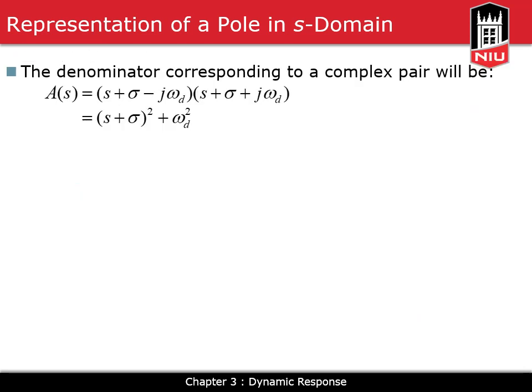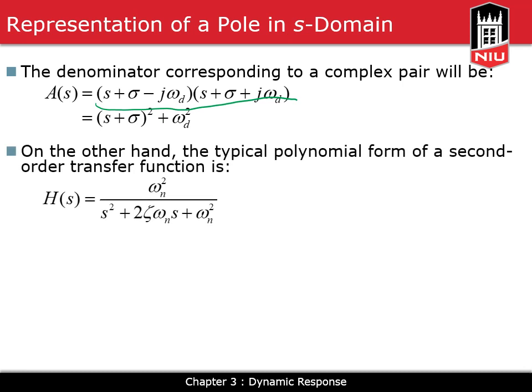The denominator of a transfer function that has a pair of complex roots can be written as s plus sigma minus j omega d times s plus sigma plus j omega d. If you set that equal to 0, you can easily see the poles are negative sigma plus or minus j omega d. If you multiply this out, it can be easily written as s plus sigma squared plus omega d squared.